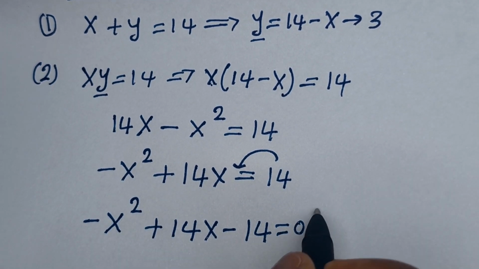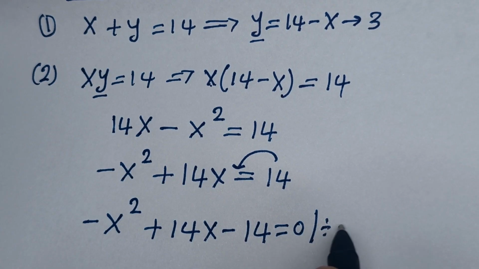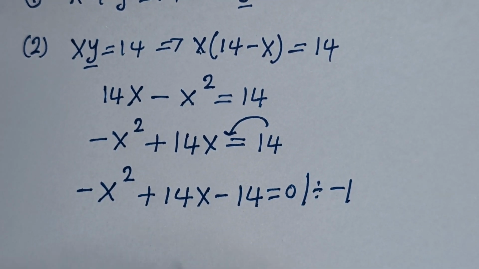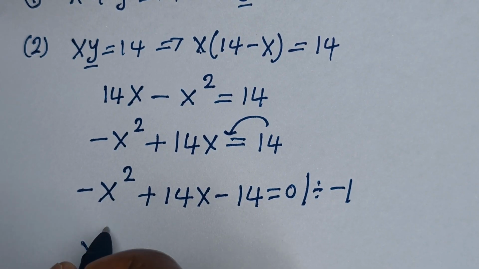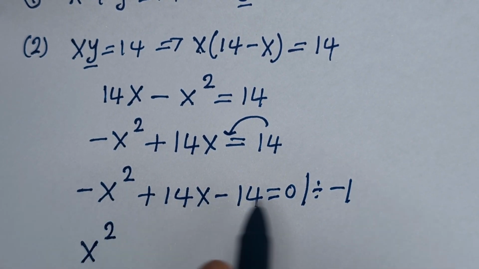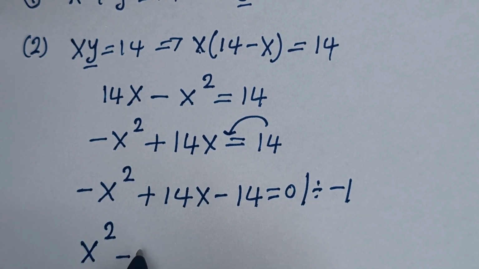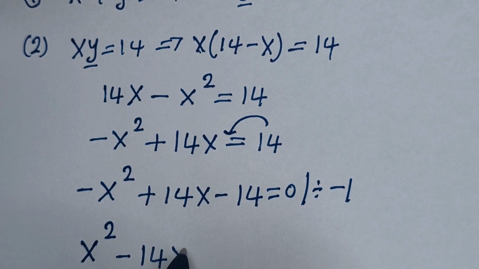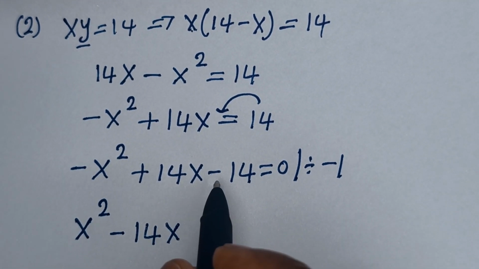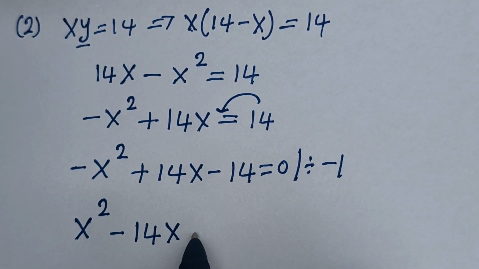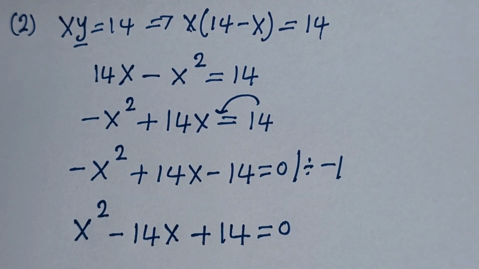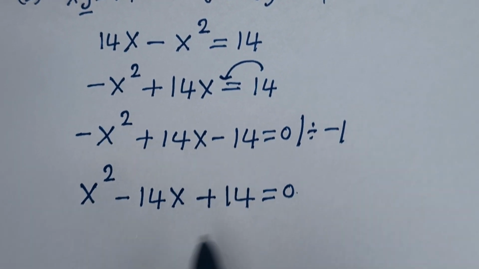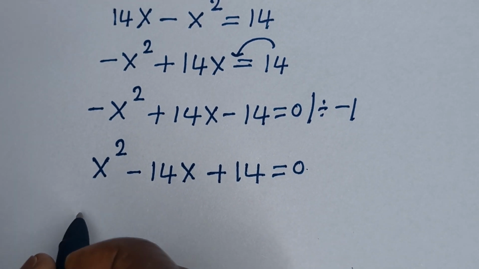Now let us divide the whole of this equation by negative 1. We have negative x squared divided by negative 1, this is x squared, plus 14x divided by negative 1, this is negative 14x, and negative 14 divided by negative 1, this is plus 14 is equal to 0. This is a quadratic equation. Let's solve this using quadratic general formula.